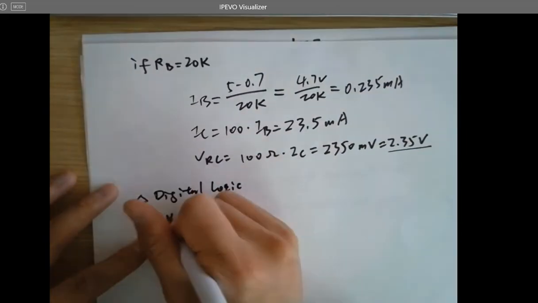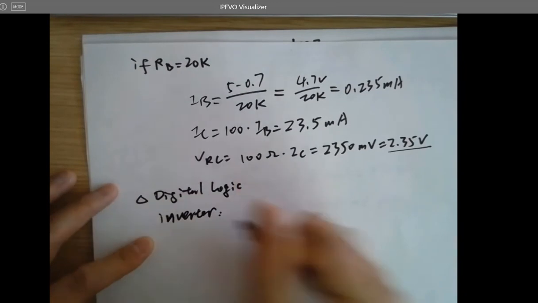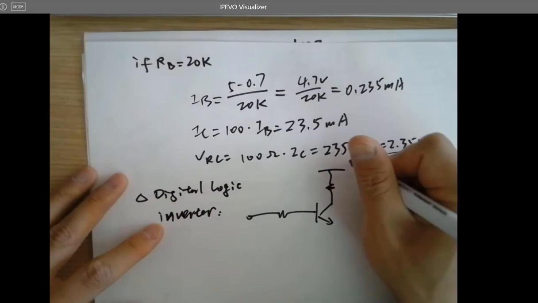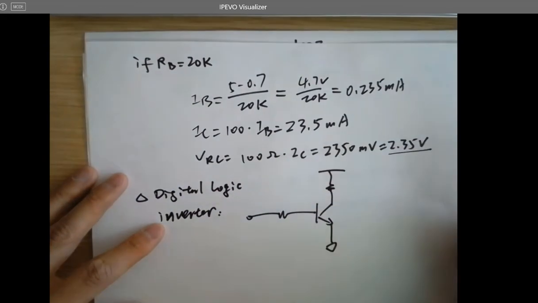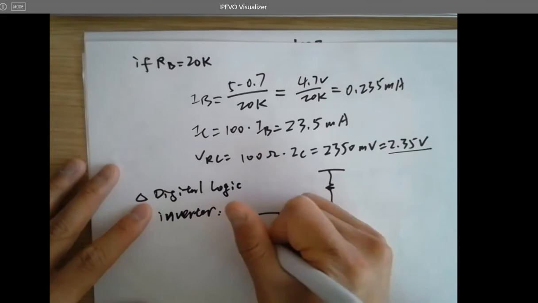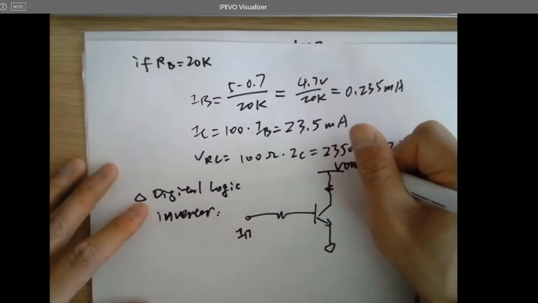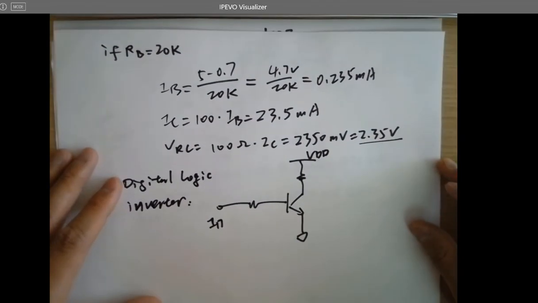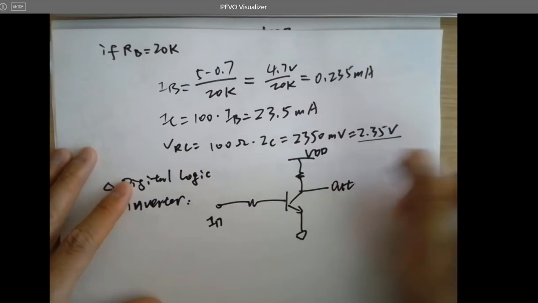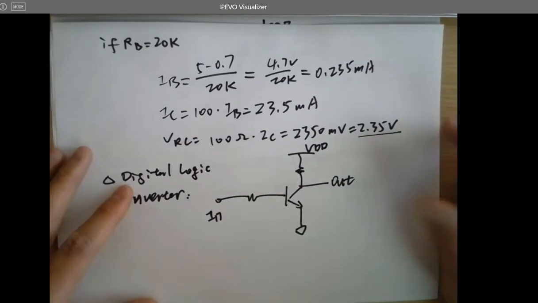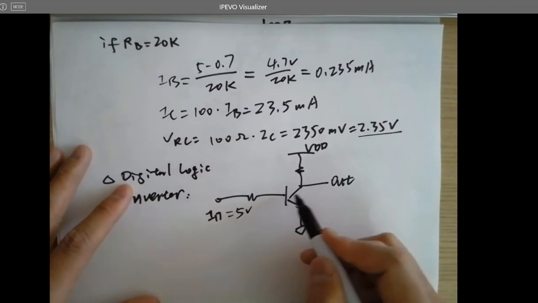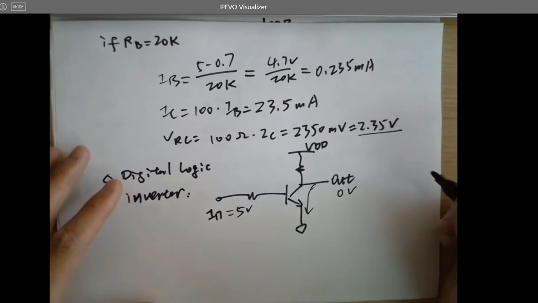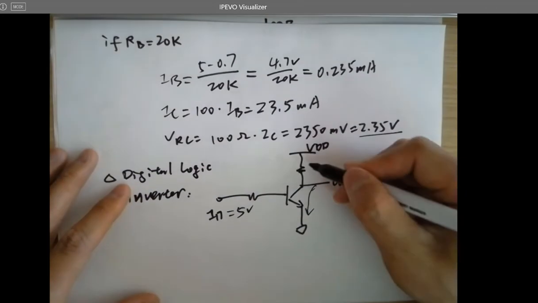Inverter. How to build an inverter? Is this an inverter? That's in. Where's out? So that's an inverter. Because when in is 5, it turns this on, and this will be pulled to the ground. So you're getting 0 volts, and vice versa. That's a pull-up resistor, normally 10K.